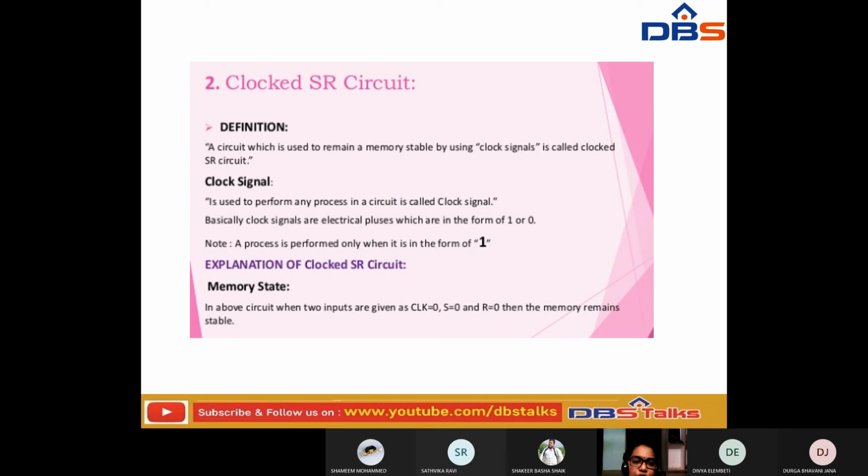In the above circuit, when the inputs are given as clock equal to 0, S equal to 0 and R equal to 0, then the memory remains, that particular memory will remain stable. Okay, this is about the clocked SR circuit.